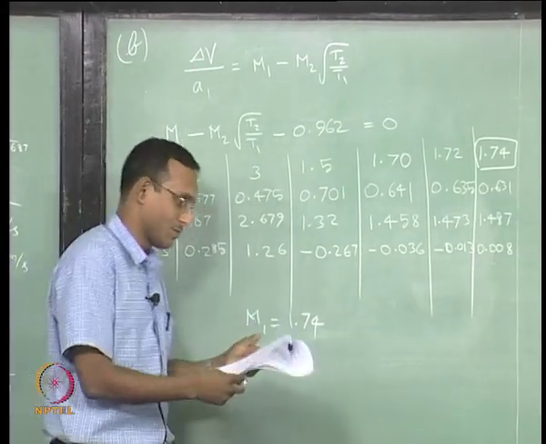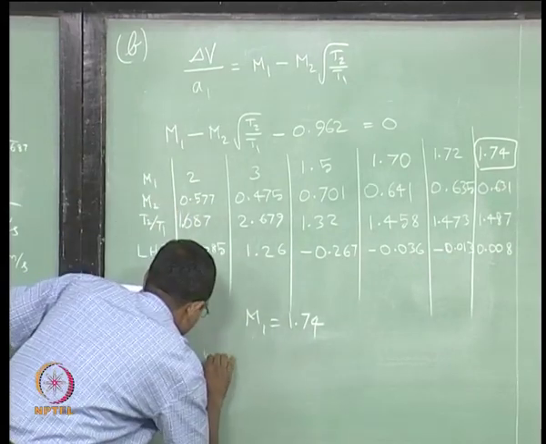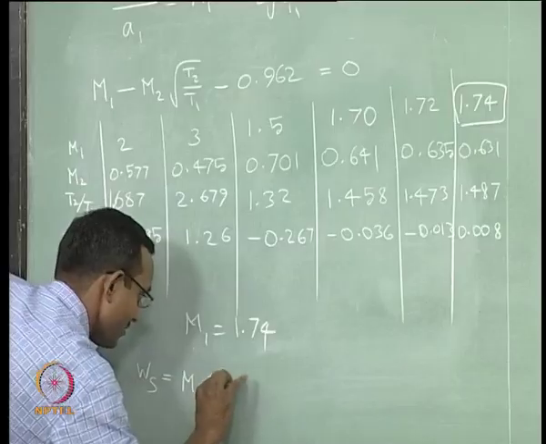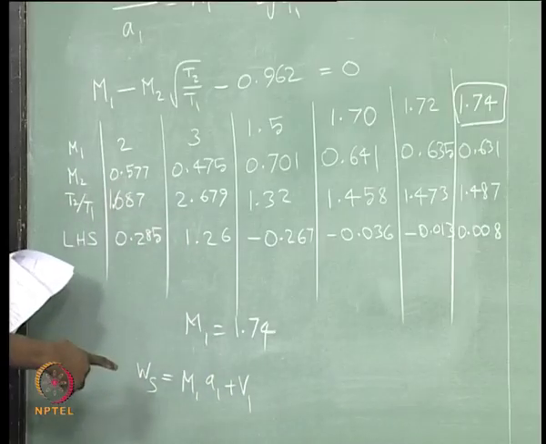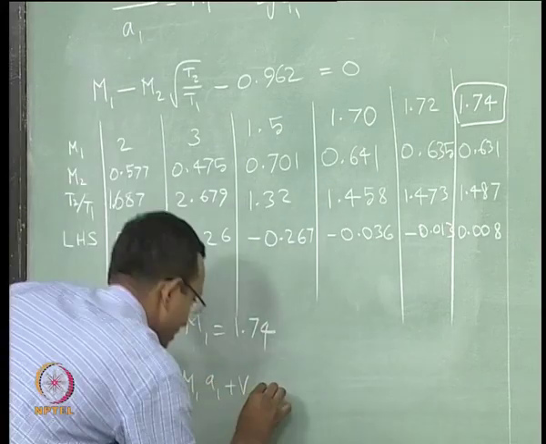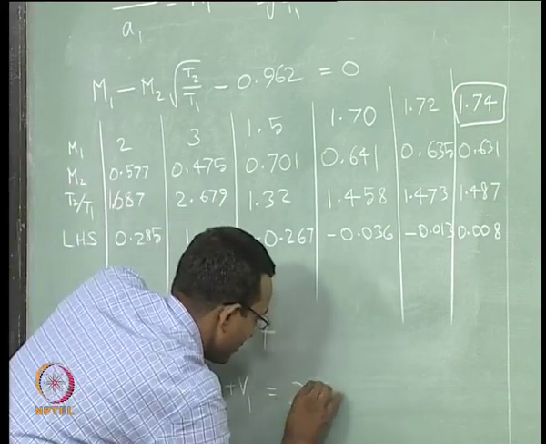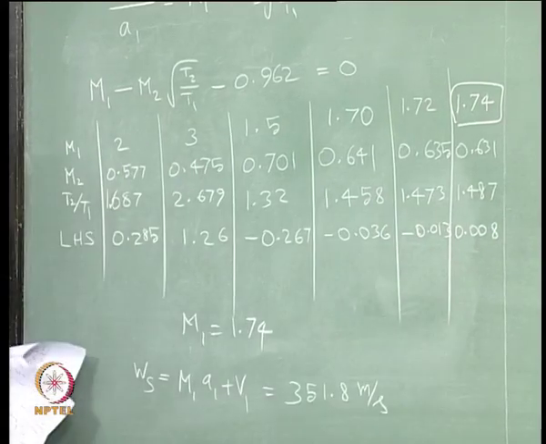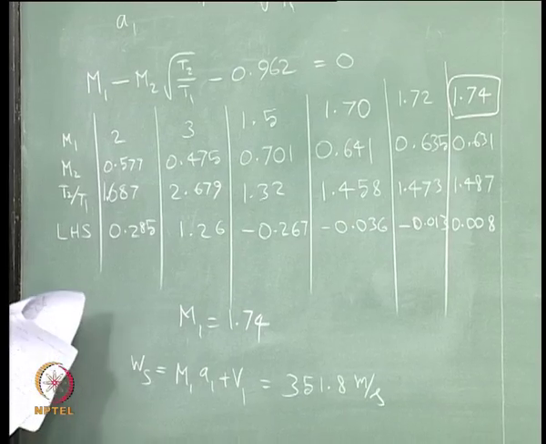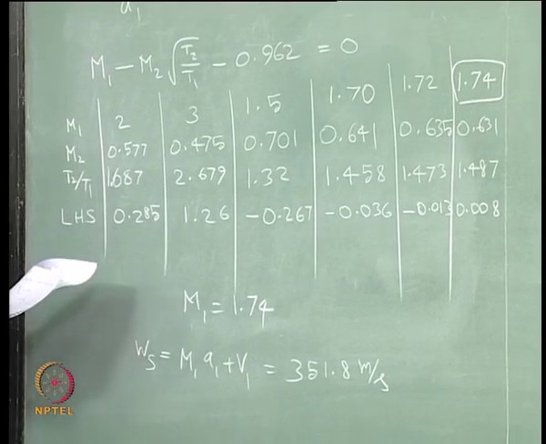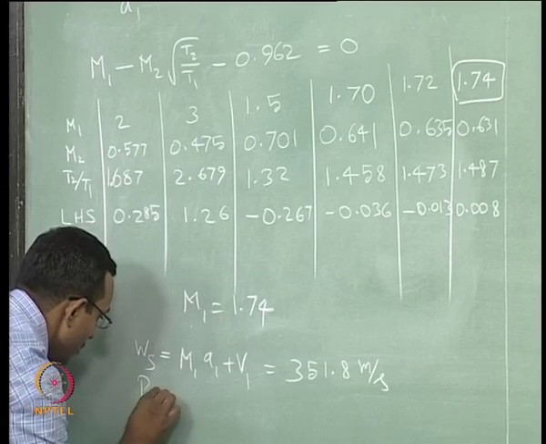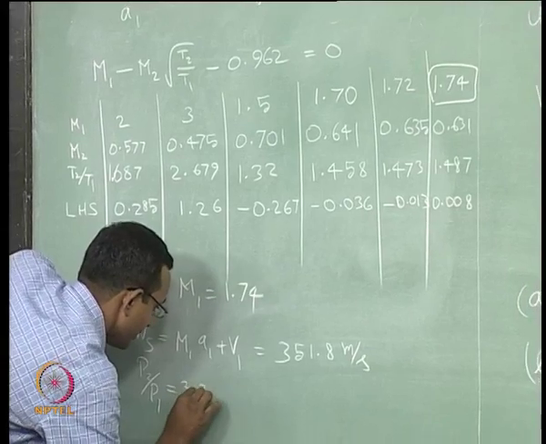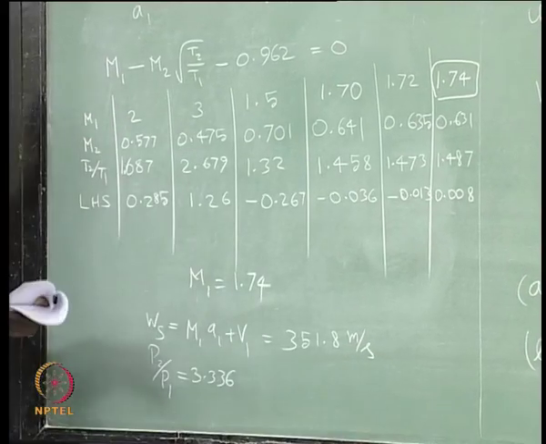So, once I know M1 equal to 1.74, I will go and find Ws. We had the formula already on the board before, so I will just write it. You know how to derive it from two different methods. This number happens to be 351.8 meter per second. This is the speed with which the shock moves with respect to an outside observer, with respect to the duct. And P2 by P1 for this shock is 3.336.